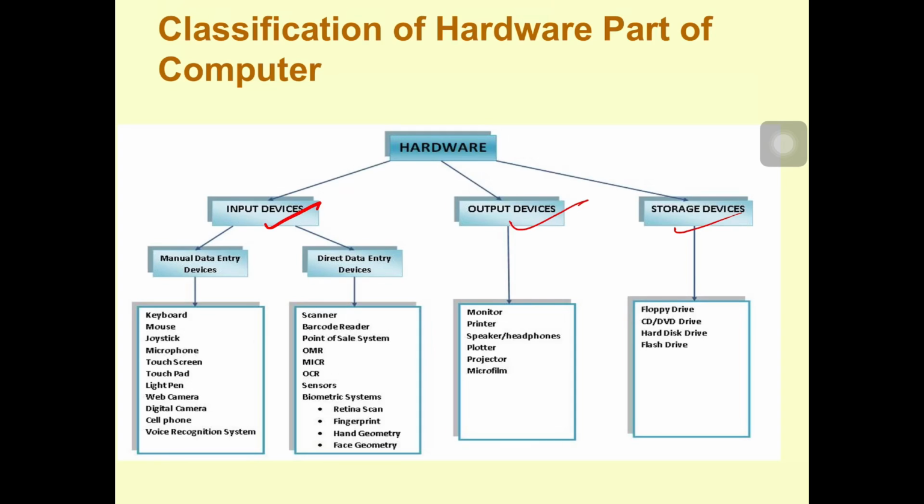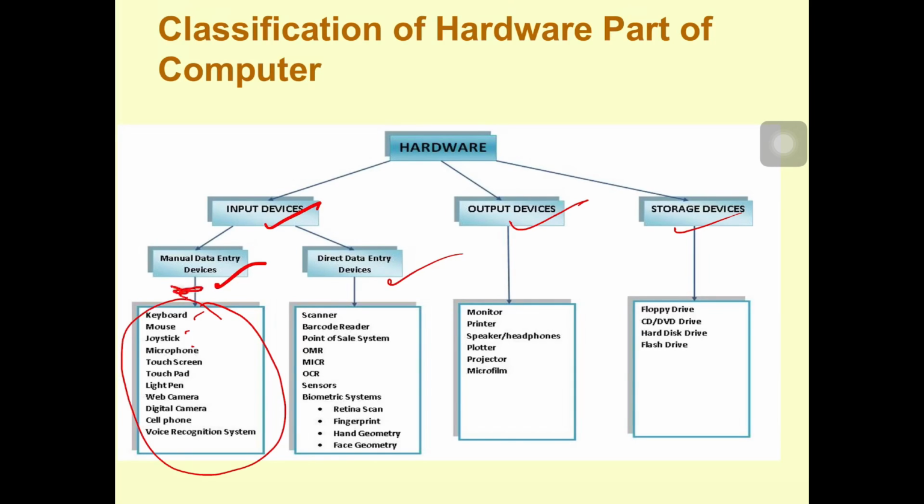Input devices are further categorized into two categories: manual data entry devices and direct data entry devices. In manual data entry devices, the user has to enter the data, for example keyboard, mouse, joystick, etc. These are all devices which take the data from the user and then send it to the computer. It means the user has to send the data manually in this type of device.